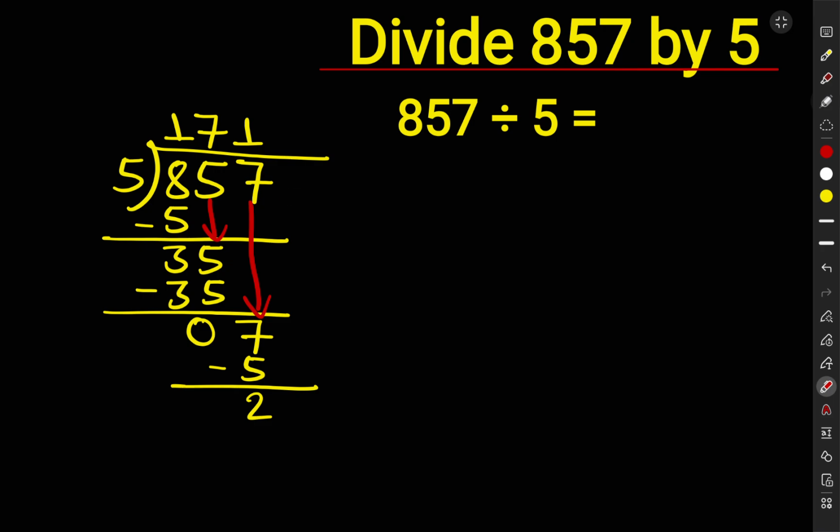So now we have no other number to put down. So we take a decimal here so that we put 0. So it is 20 and 5 times 4 is 20. On subtracting we get 0.